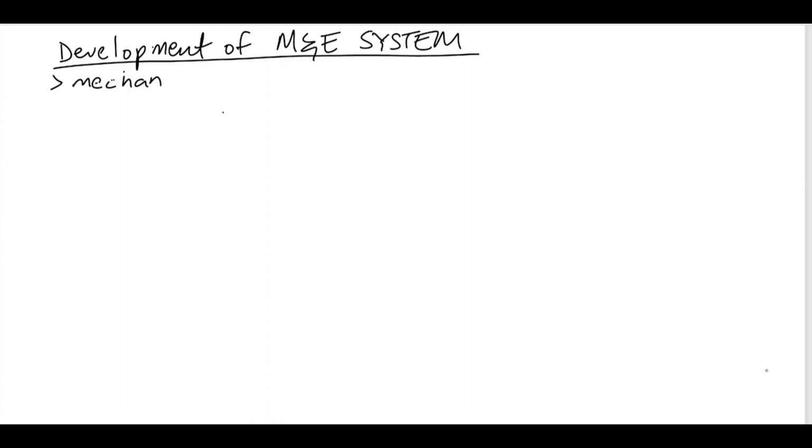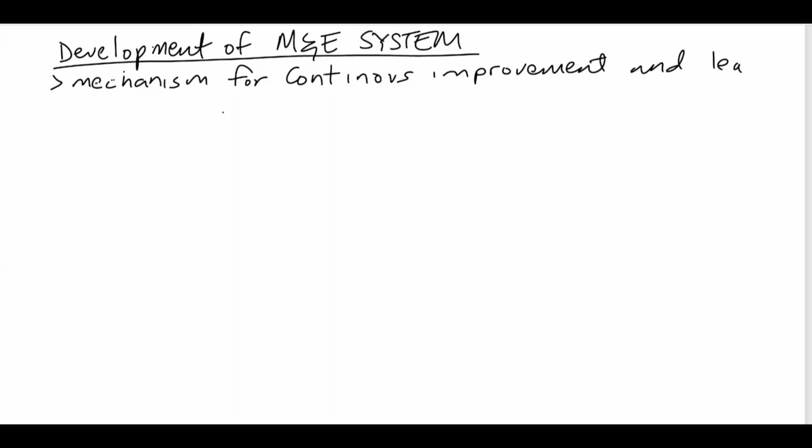So an M&D system is a mechanism for continuous improvement and learning. That is what an M&D system is.